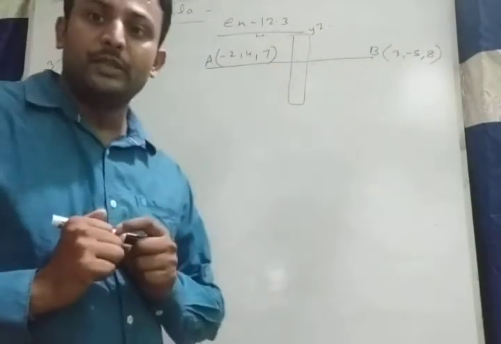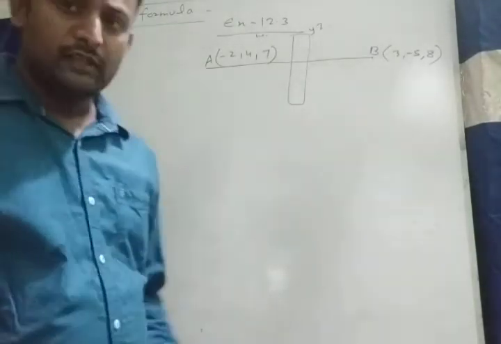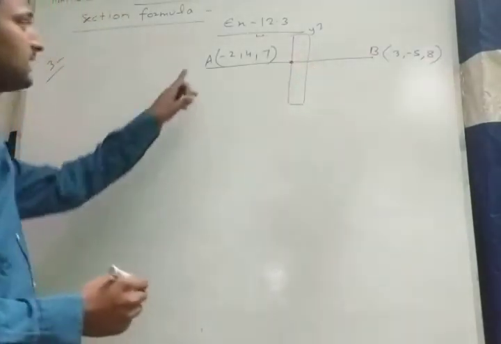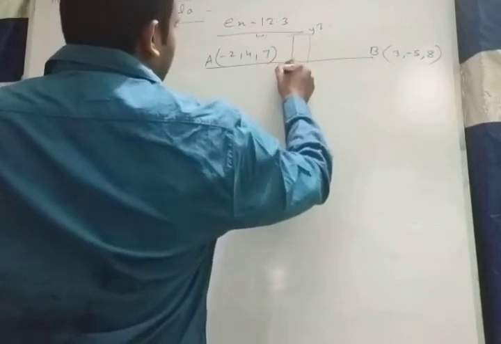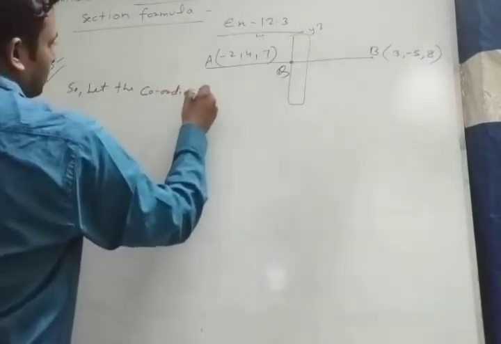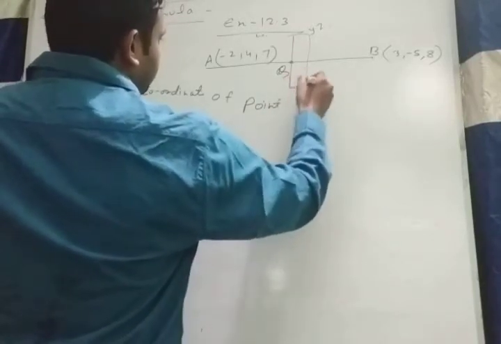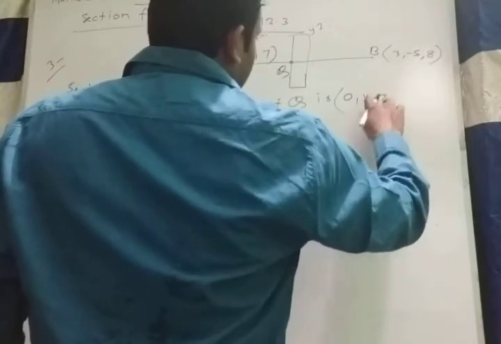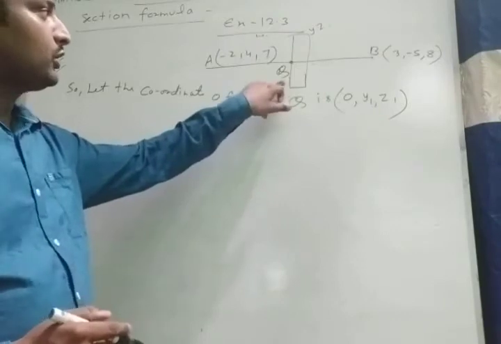You know that any coordinate in the YZ plane is (0, Y1, Z1). In the YZ plane, the x coordinate will be 0. This line AB is divided by this plane, so it will intersect at some point Q. Let the coordinate of point Q be (0, Y1, Z1).